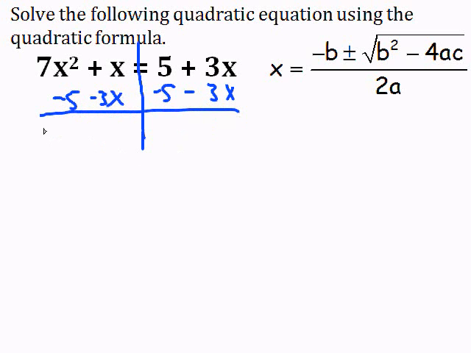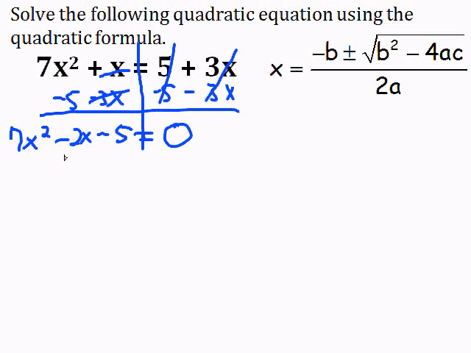This gives me, I always start with my largest exponent first. So I'm going to start with that 7x squared and write that down first. Then I'm going to move to my x terms and see if I have any like terms there. Notice I have an x and a negative 3x. So I'm going to combine those to give myself negative 2x. Then my constant is negative 5, so I write down negative 5. Now on the right hand side of the equation we have 5 minus 5, which is 0, 3x minus 3x, which is 0, so it gives us 0 on the right hand side.